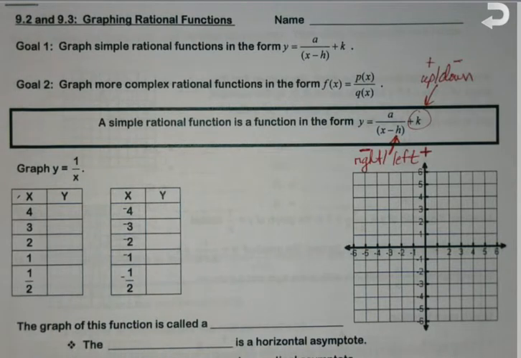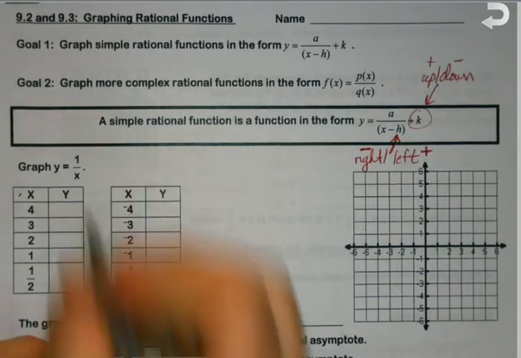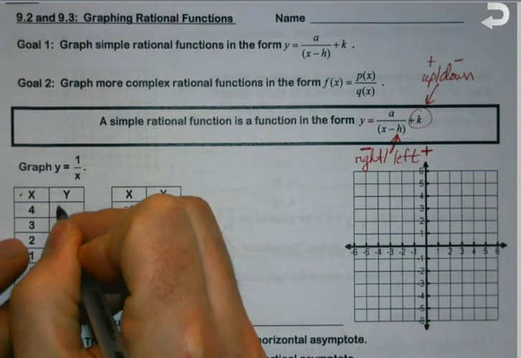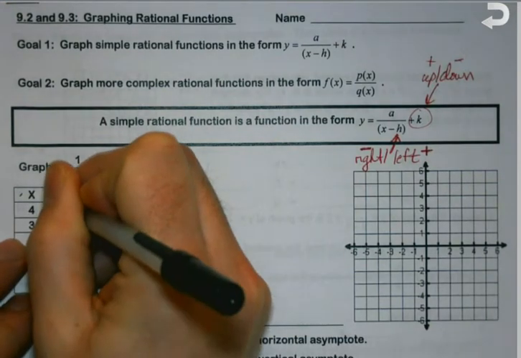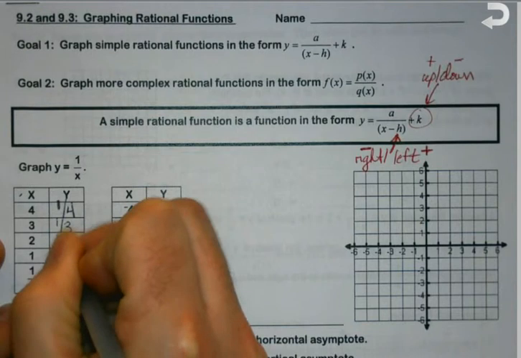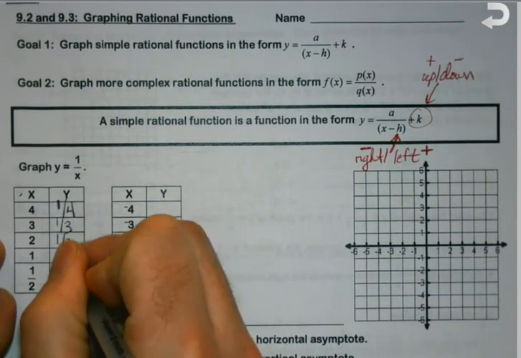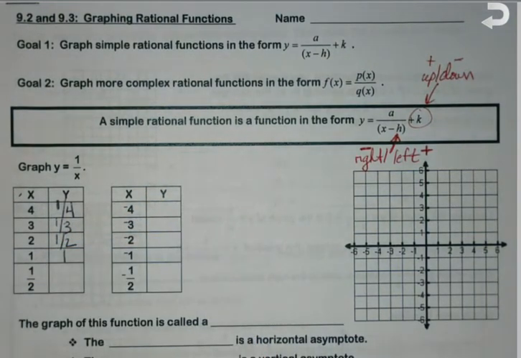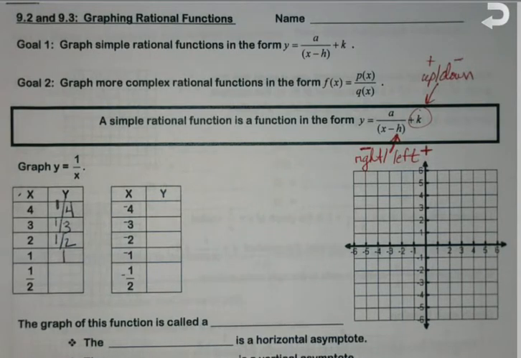So if I go to graph 1 over x, now I could go ahead and just plug this in the calculator. I mean, that would be fine. But here, if I plug in my values, you're like, okay, 1 over x, so it's 1/4, 1/3, 1/2, 1. Before you peek at the calculator for that last number, though, really think about it. What's 1 divided by 1/2? 2.